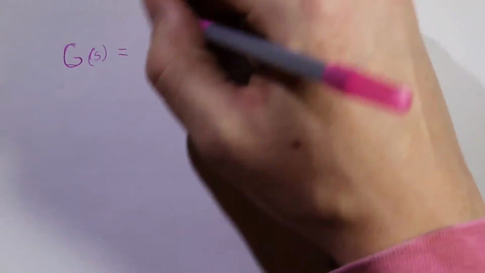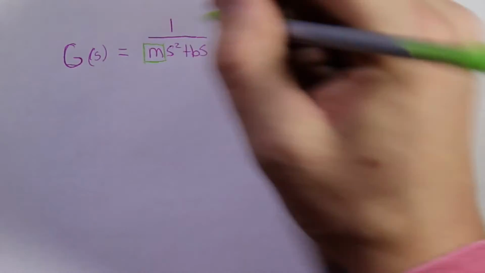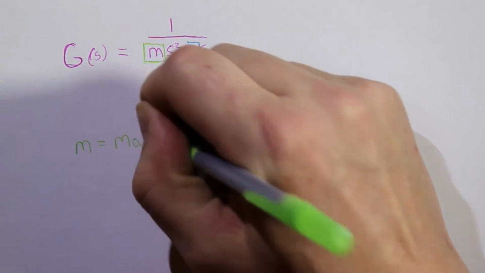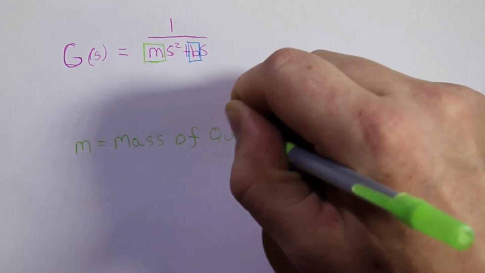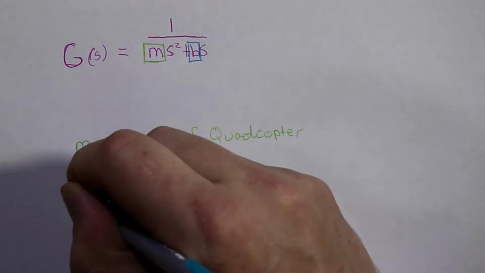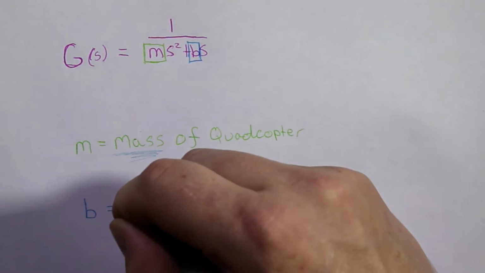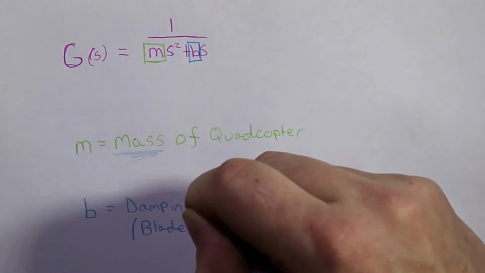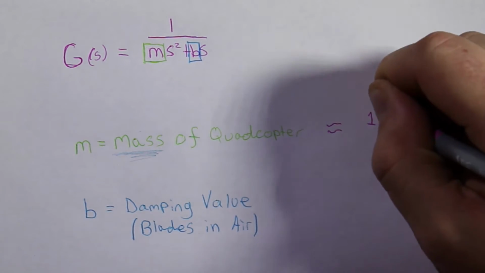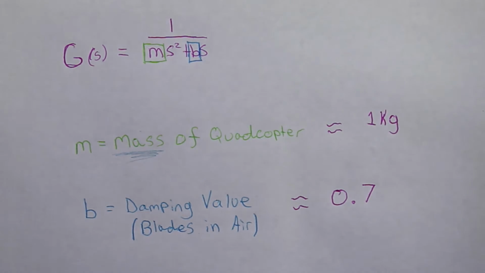So now you might be asking yourself, what numbers do we put in for the variables m and b? Well, in this case, m is equal to the mass of the quadcopter. After researching a few brands of quadcopters, we thought that 1 kilogram was a nice, round, reasonable weight for our quad. And now the variable b, it's equal to our dampening value, the dampening of the blades moving through the air. After extensive research, we had difficulty finding exactly what this value should be, but 0.7 seemed to be a reasonable number based on the information that we did find.